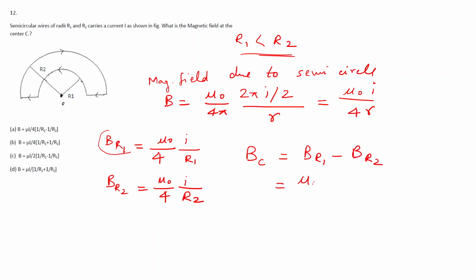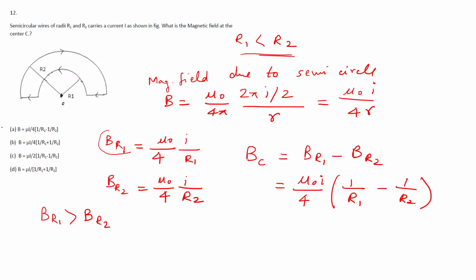We'll get mu naught over 4 I, which will be common, times 1 over R1 minus 1 over R2, right? Since we clearly see R1 is smaller than R2, and R1, R2 are in the denominator, we can say the magnetic field due to R1 is more than the magnetic field due to R2, and from that the resultant magnetic field at the center will be the subtraction.